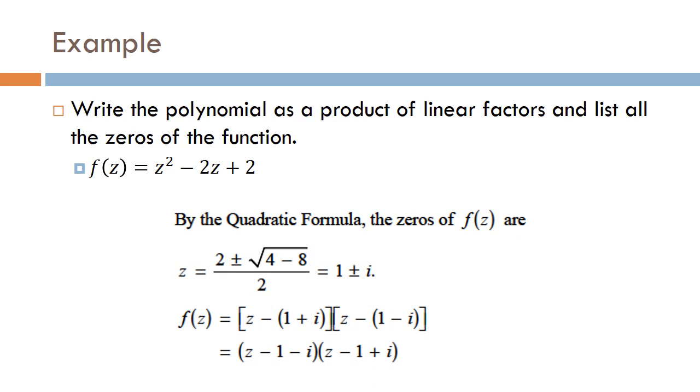Okay, this one won't factor, so you have to use the quadratic formula and simplify it as much as you can. And when you use the quadratic formula, you get 1 plus or minus i, which means our factors are z minus 1 plus i and z minus 1 minus i. So you see them there. And, of course, we know the zeros are 1 plus or minus i.